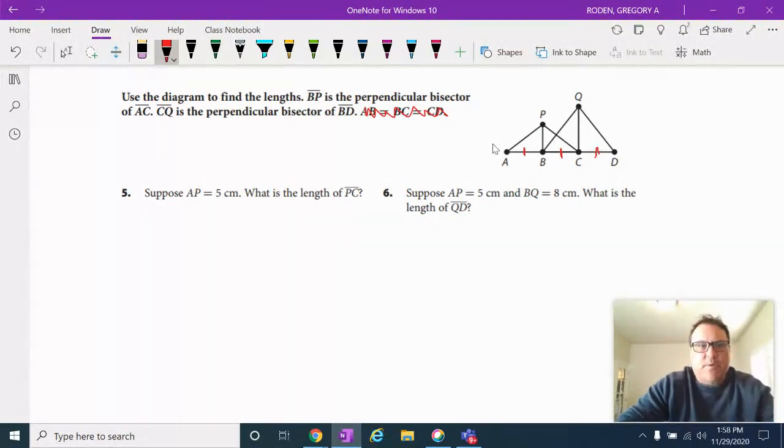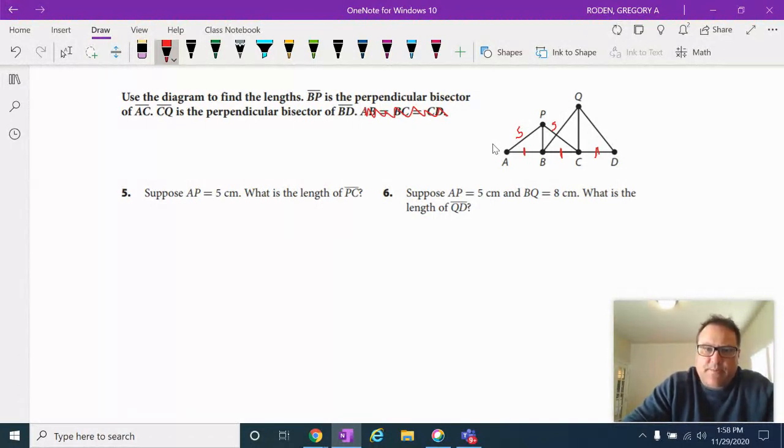Okay? So suppose AP is 5. So we know that AP here is 5. What is the length of PC? Well, that's obvious. It's 5 because of the perpendicular bisector theorem. So PC equals 5. Suppose BQ is 8, so we know this is 8 right here from here to here. What is the measure of QD?